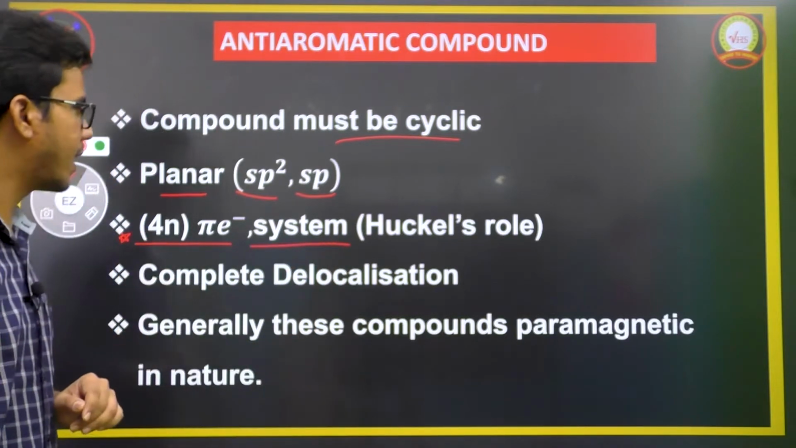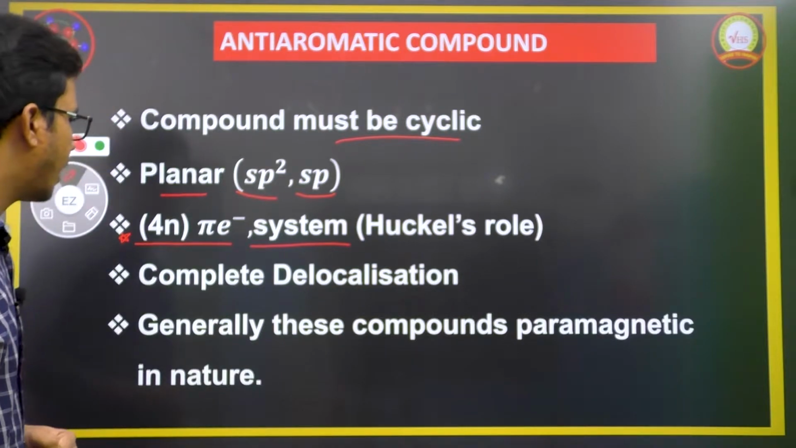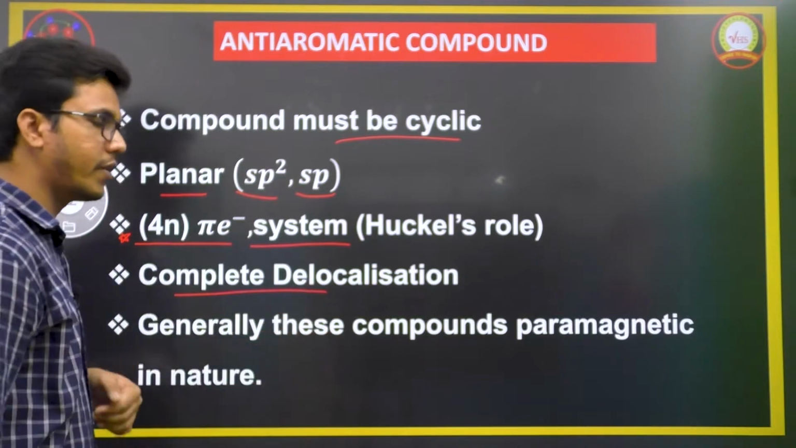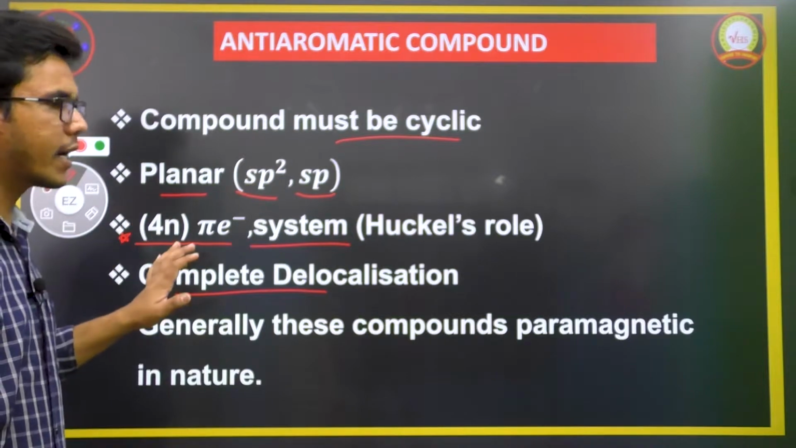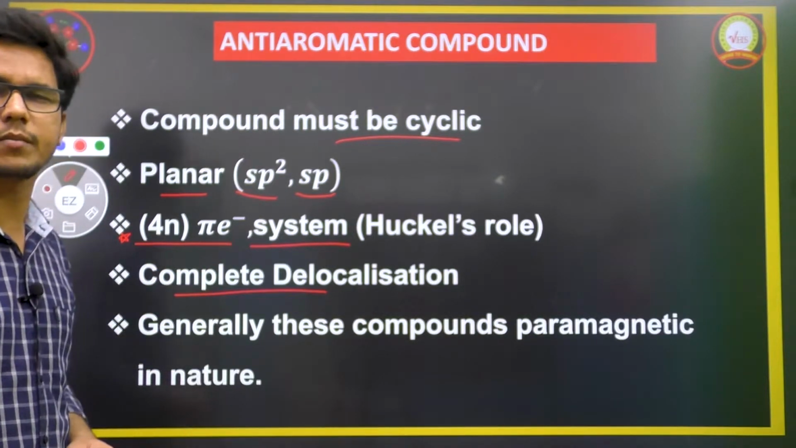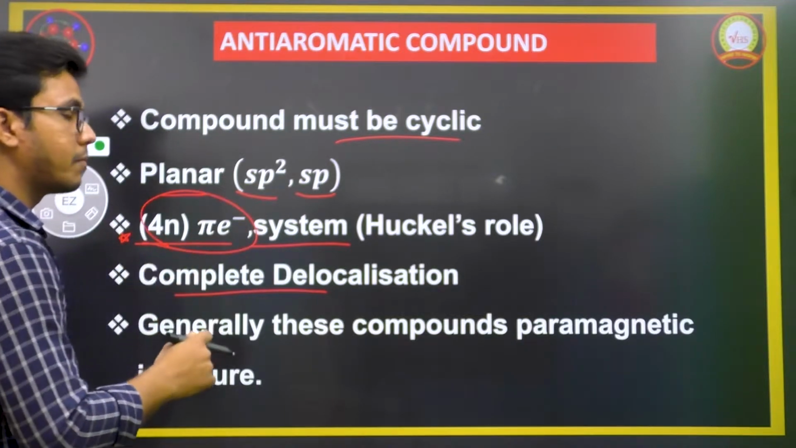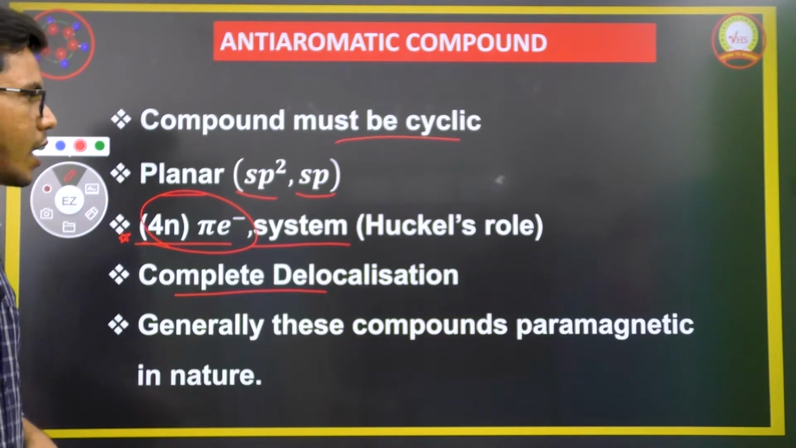A 4n pi electron system gives a compound that is going to be anti-aromatic, right? And complete delocalization should take place for anti-aromatic also. All the conditions for aromatic and anti-aromatic are the same, but the difference between anti-aromatic and aromatic is the 4n pi electron system, and the 4n plus 2 pi electron system in the case of an aromatic compound.